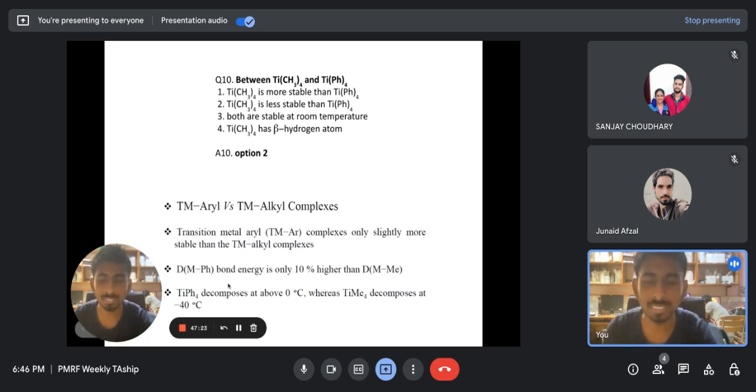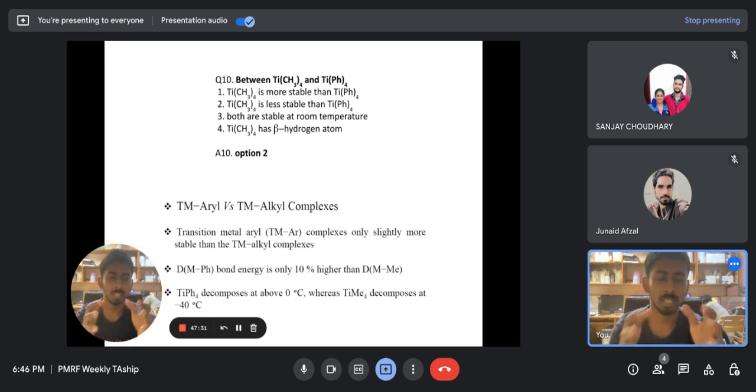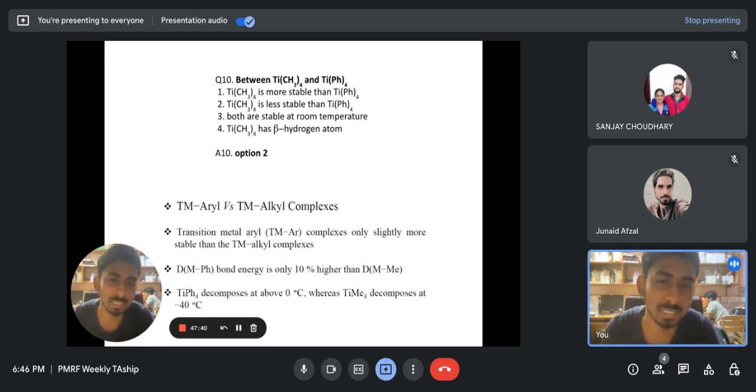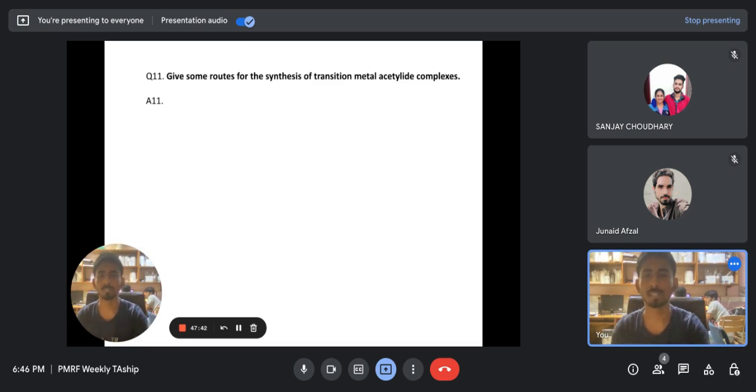Here for information I have stated the fact that TiPh4 decomposes at only 0 degrees Celsius, whereas TiMe4, that is the tetramethyl titanium compound, has a decomposition temperature of only minus 40 degrees Celsius. So it is heavily unstable in nature.